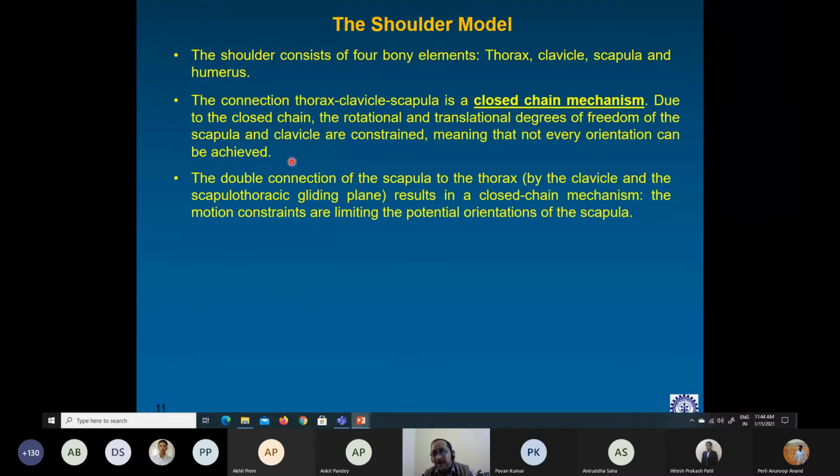The double connection of the scapula to the thorax. Now, what does it mean by double connection? So one via the clavicle and the other via the scapulothoracic gliding plane. This double connection of the scapula to the thorax, one via the clavicle, one via the scapulothoracic gliding plane, results in this closed chain mechanism. The motion constraints are limiting the potential orientation. So this closed chain mechanism actually limits the potential orientations of the scapula in the spatial coordinate system.